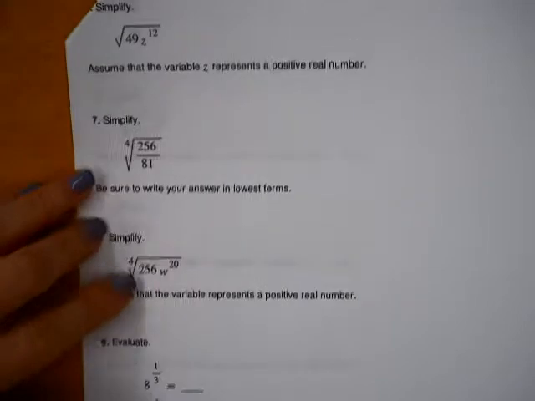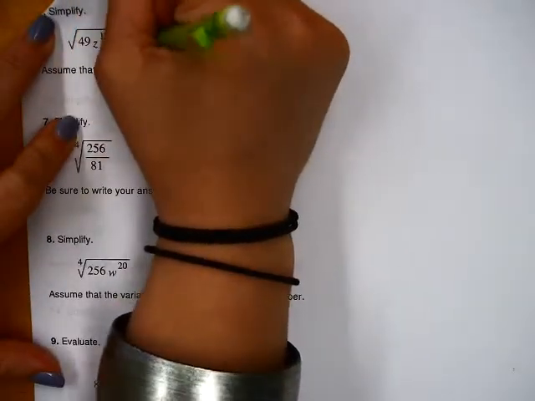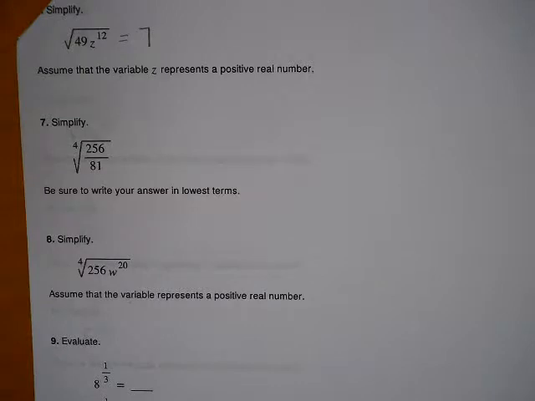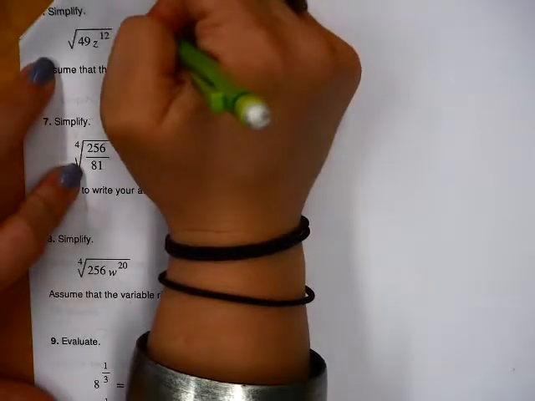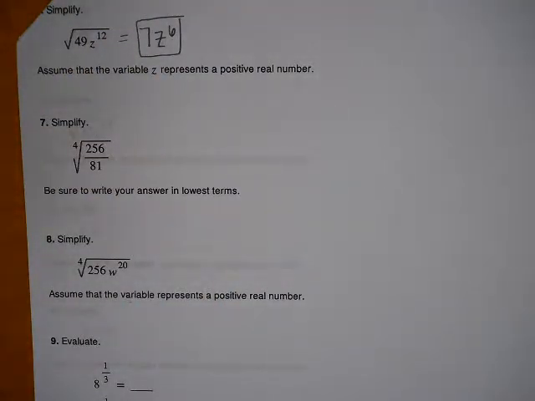All right, now on number 6, we've kind of combined both, okay? Taking the square root of numbers and variables, but you're still doing the same thing, okay? So what is the square root of 49? 7. And then if we're taking the square root of z to the 12th, what are we doing? Power over root, so it's 12 over 2, and what is 12 over 2? 6, so you know that your final answer is 7z to the 6. Everybody with me on that?